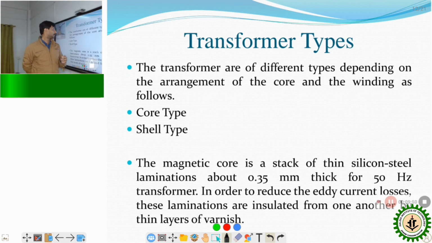Now, transformer types. Transformers are of different types depending on the arrangement of the core and the winding: core type and shell type. The magnetic core is a stack of thin silicon steel laminations, about 0.35 millimeter thick for a 50 Hz transformer. In order to reduce the eddy current losses, these laminations are insulated from one another by a thin layer of varnish, as I have already mentioned in my previous slides.